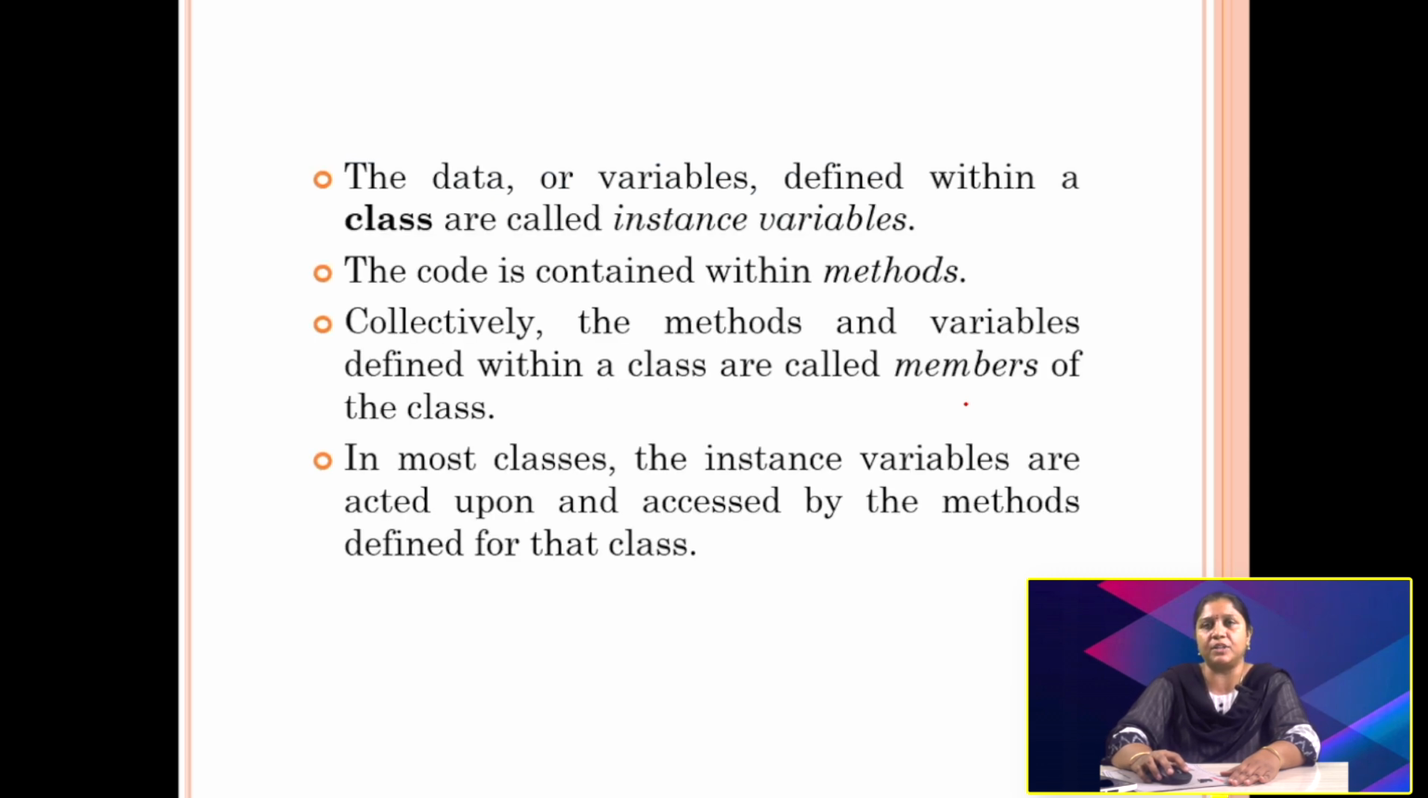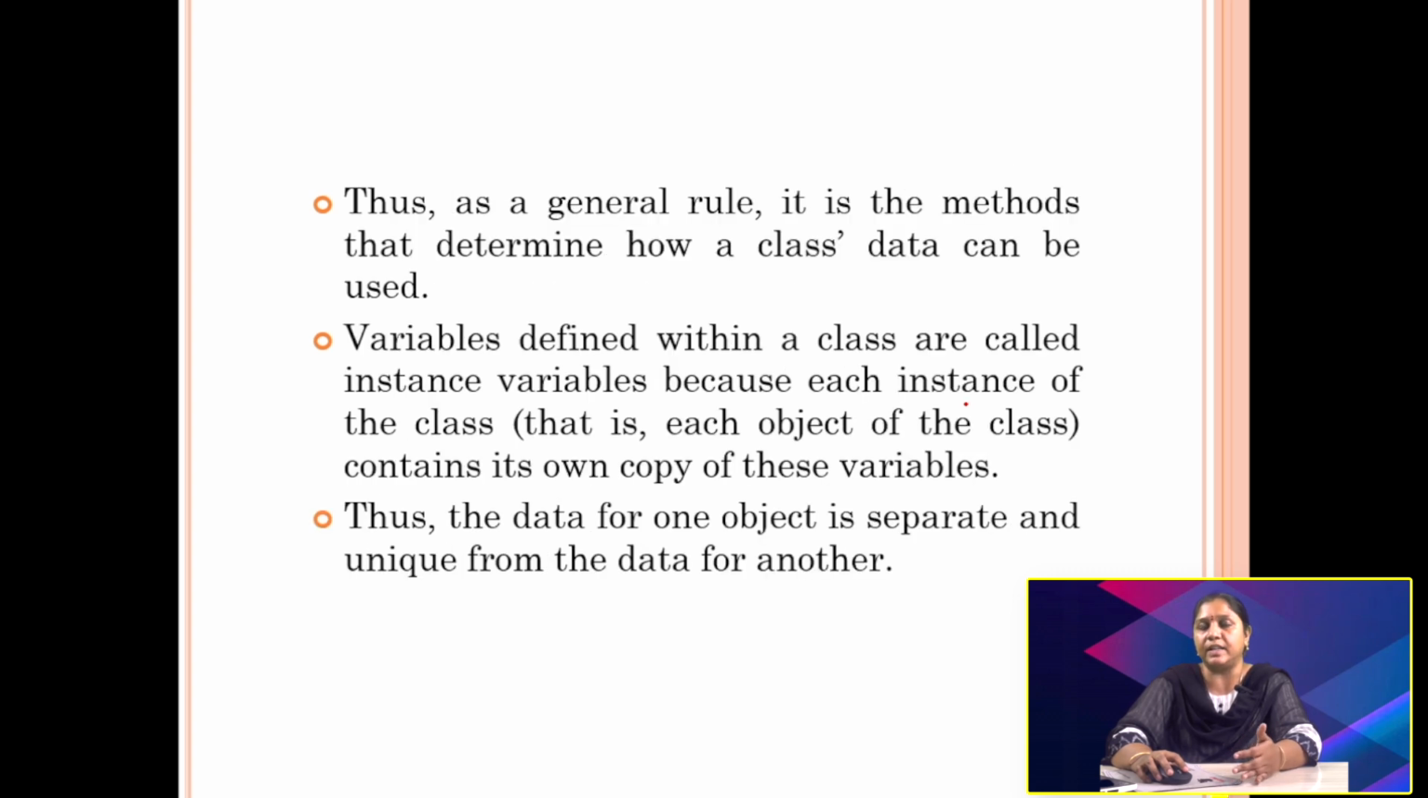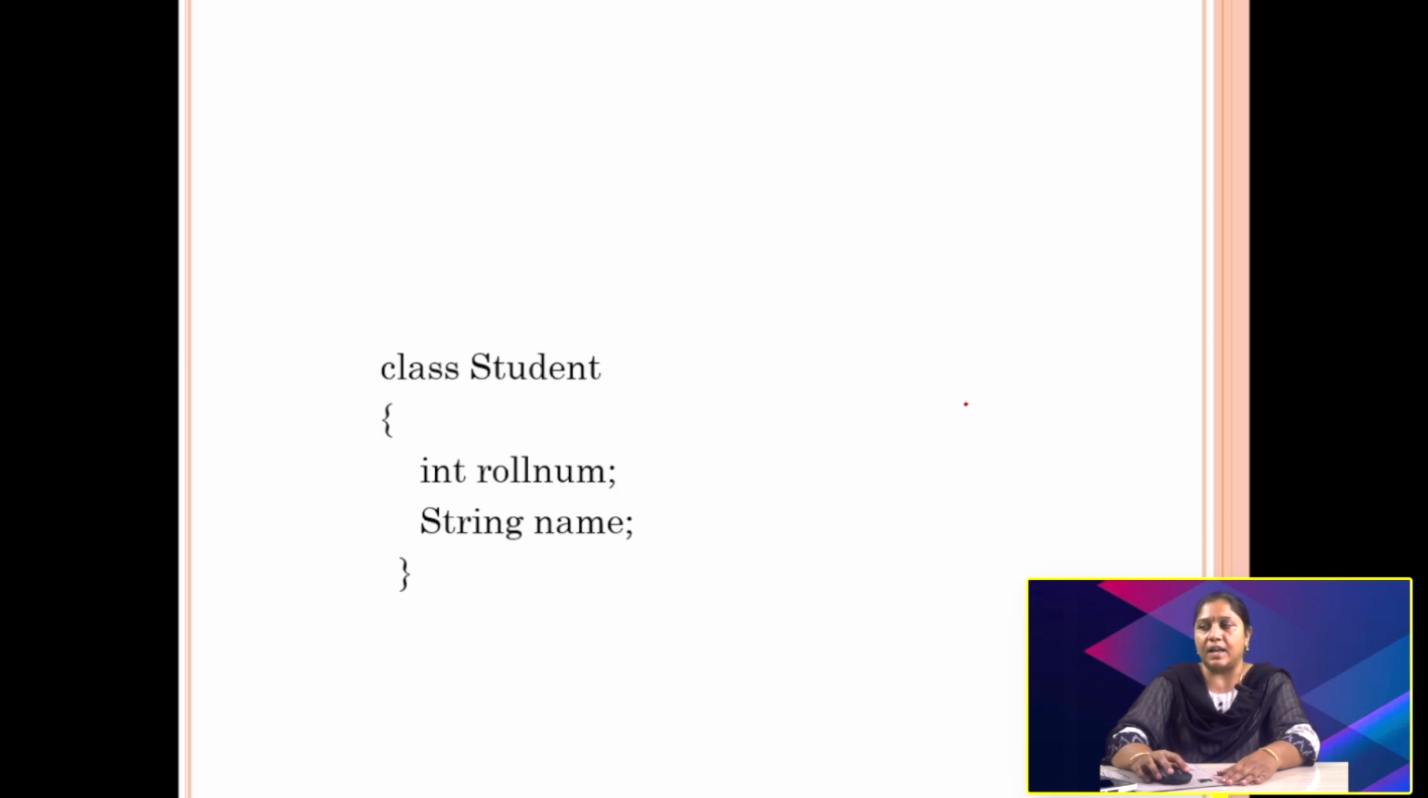Variables defined within a class are called instance variables because each instance of the class contains its own copy of these variables. Let us see more clearly with an example. So see here we are defining a class student. Here we have just mentioned the member variables. As I said, some classes may contain only data. So here we took 2 member variables, that is one is a roll number which is of integer type, one is the name of the student that is of string type.